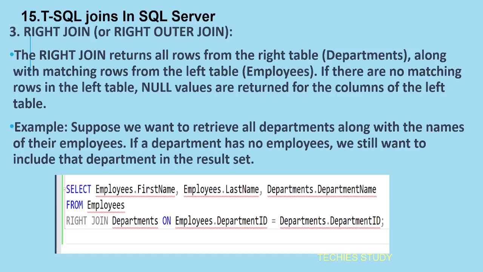Suppose we want to retrieve all departments along with the names of their employees. If a department has no employees, we still want to include the department in the result. We will see the example data in the next sessions.